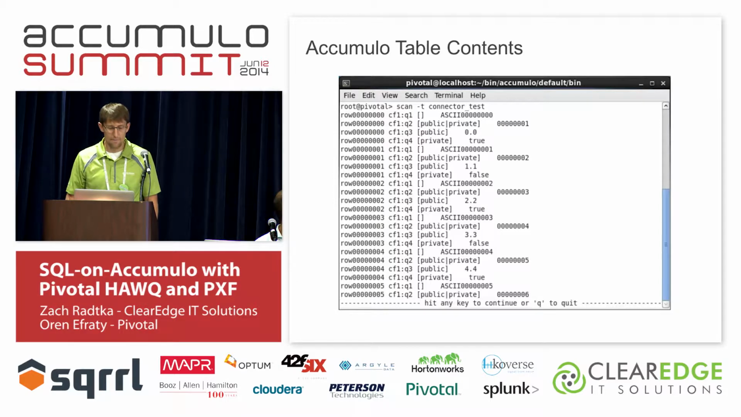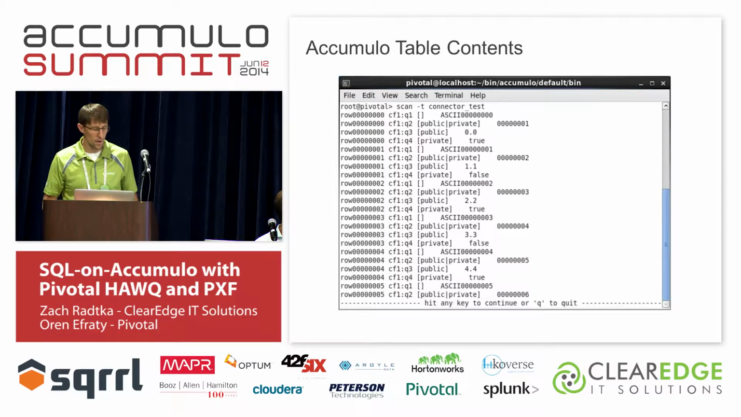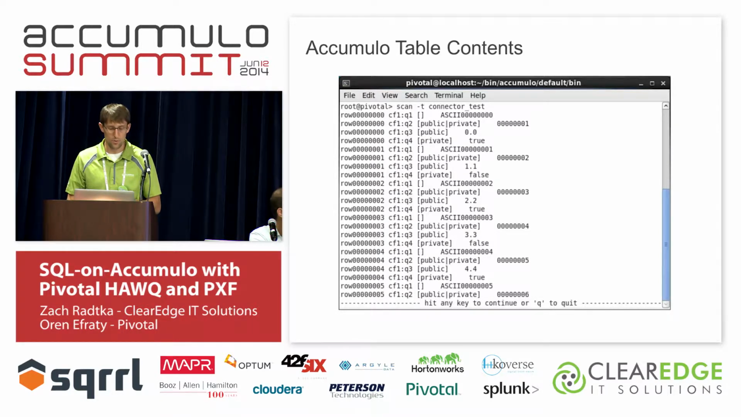Right? So we have a field column that has no visibility, and then we have a field that you can have public or private visibility, a field that has public visibility, and only a field that has private visibility. So I'll highlight this later when I show user auths through HAWQ, but I just wanted to show the table. And I can actually show the user's auths in Accumulo by calling getAuths.